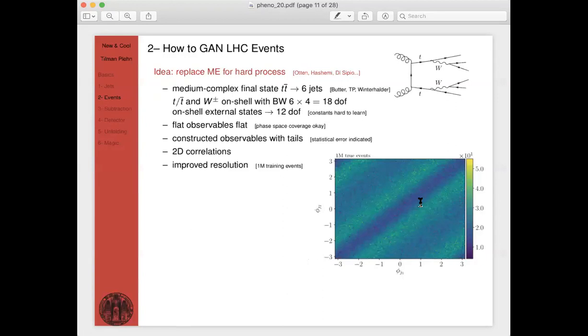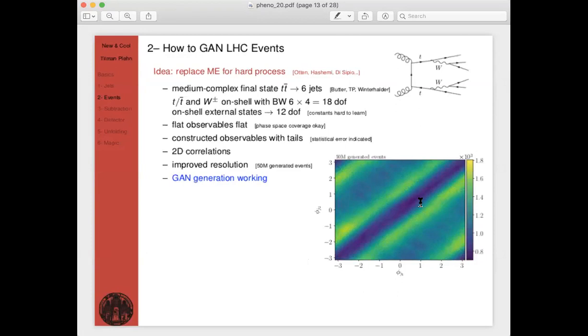Then we improve the resolution. Basically, we start with 1 million training events, and it looks like that. This is delta phi, the azimuthal angle correlation between the two jets, with the typical diagonal correlation. Now you generate 10 million events, then 50 million events, and you see how the resolution gets better. At some point, you run into overtraining, and your resolution is limited by the fact that you might have trained on training data that had a statistical fluctuation. But nevertheless, it works, I think we can say.